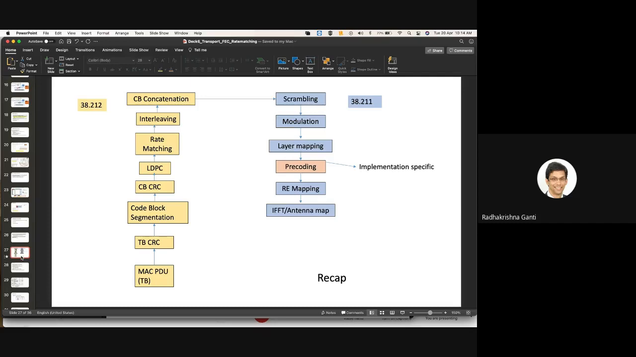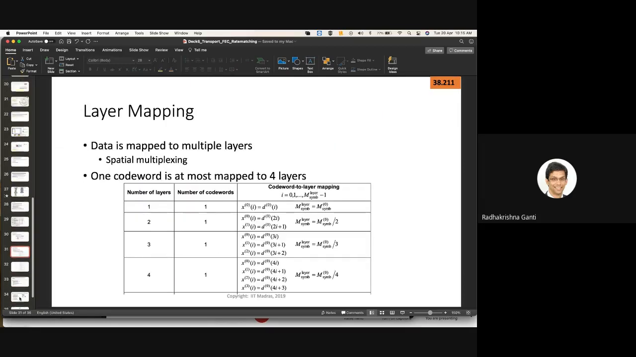Good. Okay, so then comes the layer mapper. This is the first time MIMO is introduced. So we'll just look at the layer mapper and then we'll go into MIMO. So what exactly is a layer mapper? The way to think about layers is the number of parallel streams of data that you want to send to a particular UE. Parallel streams of data.